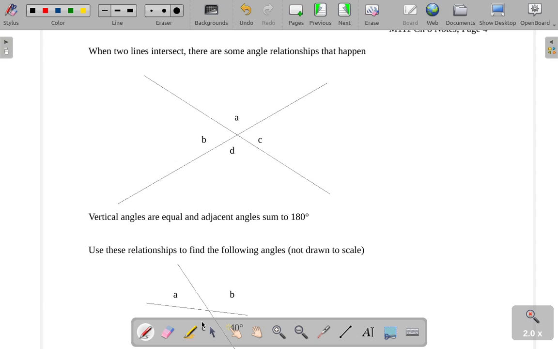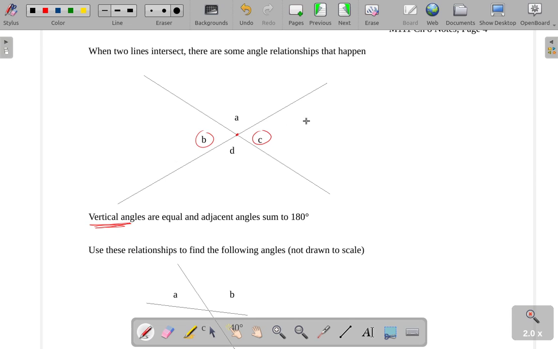When two lines intersect, we have a few relationships that happen. First off, we have something called vertical angles. Vertical angles are what we get when we have two angles that are on opposite sides of this intersection, of this particular vertex.